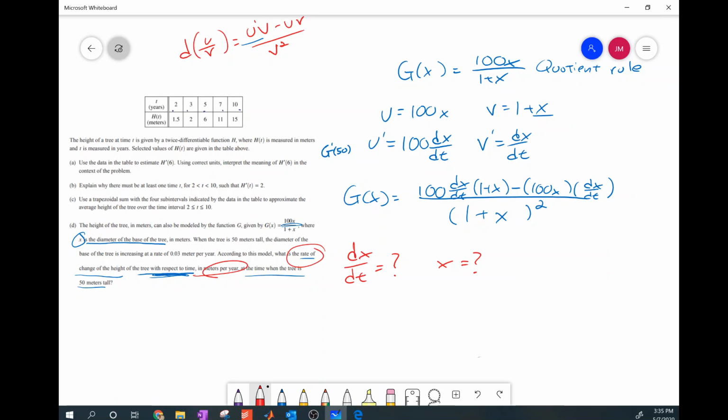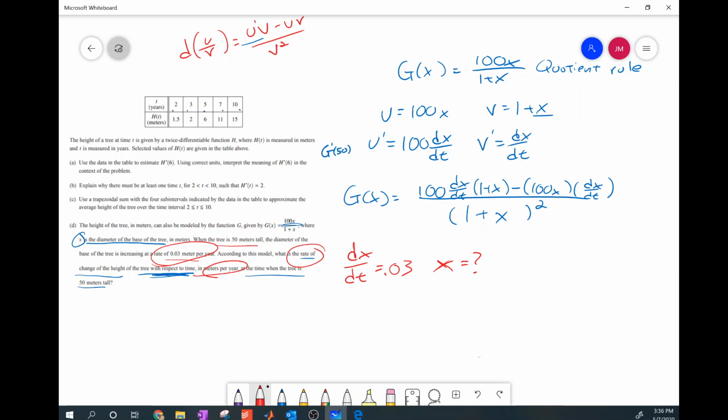So let's reread the question. Is there any data we haven't used yet? The height of the tree in meters can also be modeled by the function g, given by g of x equals 100x over 1 plus x, where x is the diameter of the base of the tree. When the tree is 50 meters tall, all right, there's a number we haven't used. The diameter of the base of the tree increases at a rate of 0.3 meters per year. Okay, so here's my rate. So that's going to be 0.03.